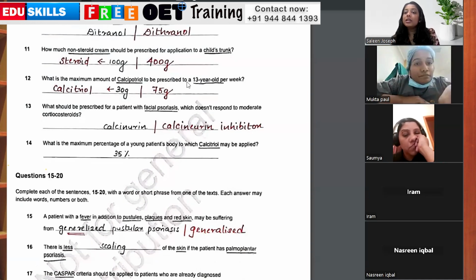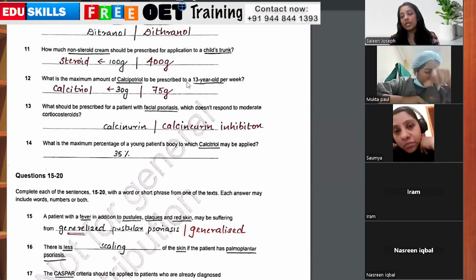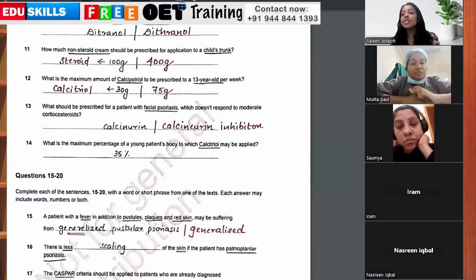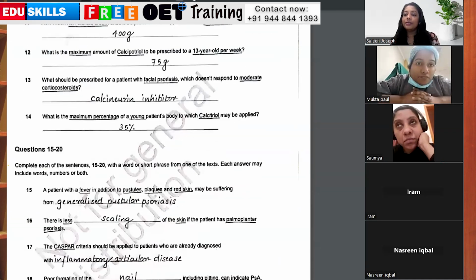Actually, you can take 2 minutes to read all these paragraphs. It's not just reading, it's skimming of the text. Then take 2 minutes to complete your 1 to 6 questions, because we know from which text it is. If you know the sequence of the texts, it will be very easy to find the answer. If you don't know the sequence, then it will be difficult.